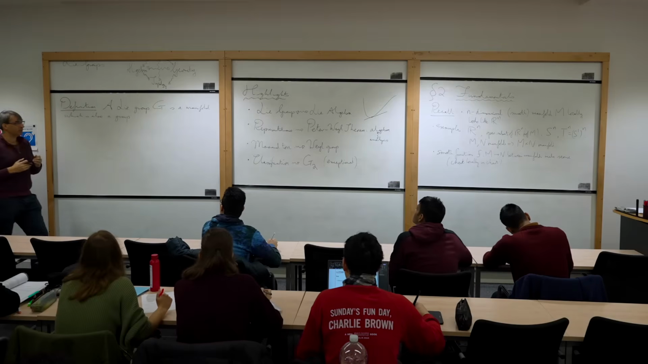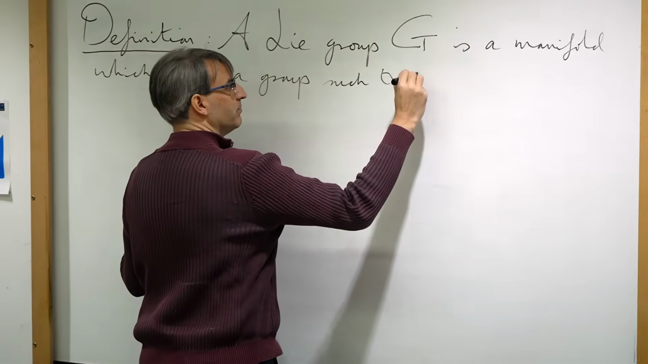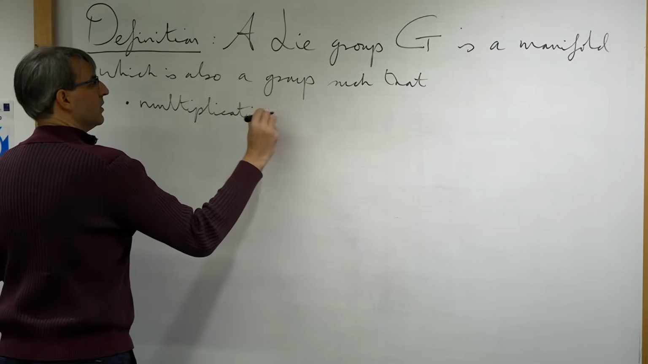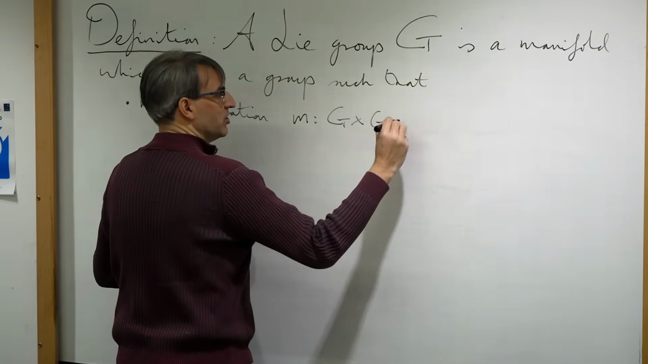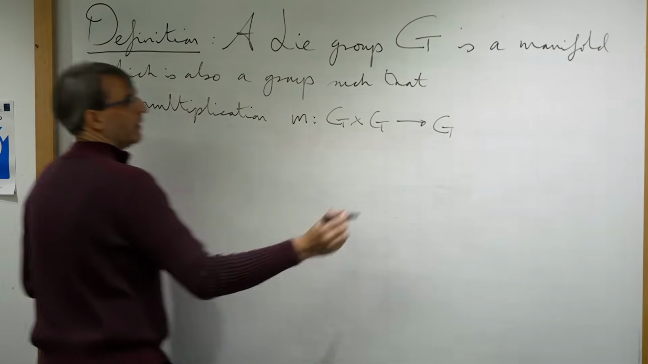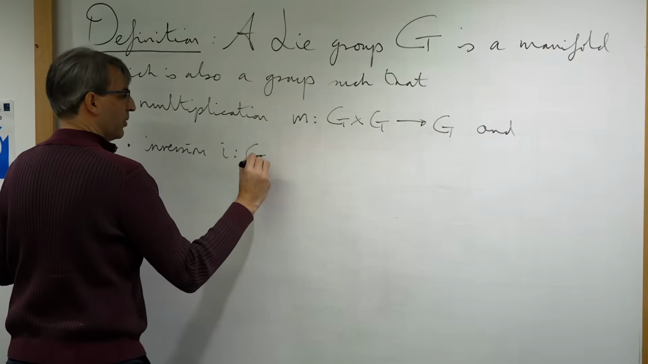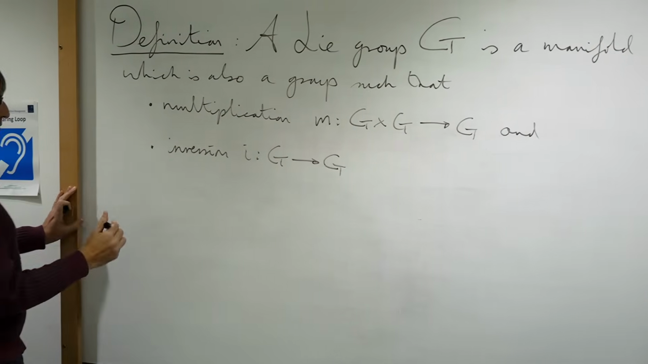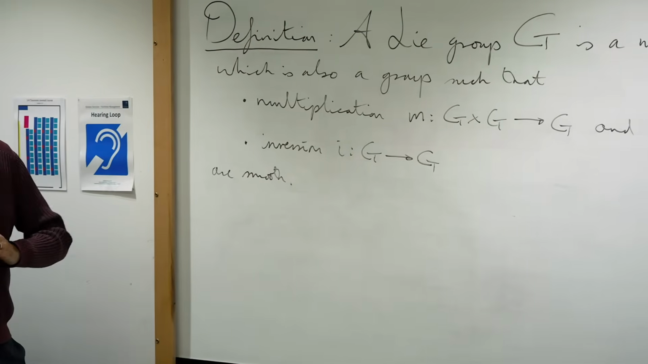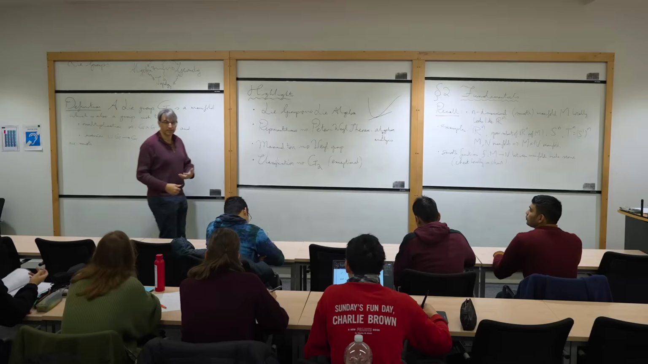But then what I have to say is that the group structure and the manifold structure play nicely with each other, such that multiplication, so that's a map from G cross G to G, I take two matrices and multiply them, I take two group elements and multiply them together, and inversion, so I take an element of the group and invert it, a map from the group to itself, are smooth. This makes sense because G is a manifold, and therefore G cross G is also a manifold.